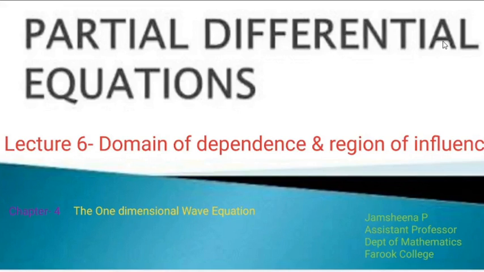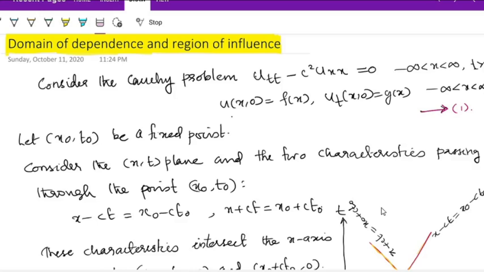In this lecture, we will discuss the domain of dependence and region of influence of the Cauchy problem for the one-dimensional wave equation. For that, consider the Cauchy problem u_tt minus c squared u_xx equal to 0 for minus infinity less than x less than infinity and t greater than 0, with the initial conditions u(x, 0) equal to f(x) and u_t(x, 0) equal to g(x), where minus infinity less than x less than infinity.